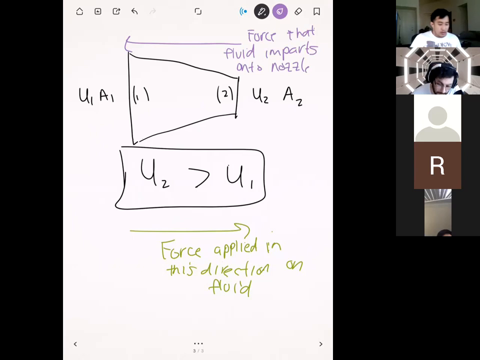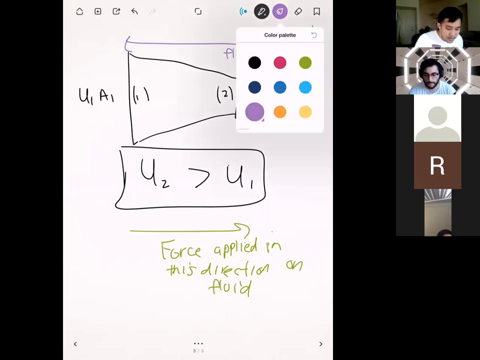Okay. So in other words, the green force down there is the force that the nozzle puts onto the fluid in order to speed it up. And then the purple force up top is the force that the fluid imparts onto the nozzle, as the equal and opposite force. It can be a little bit confusing how you interpret these forces, but that's how you do it.